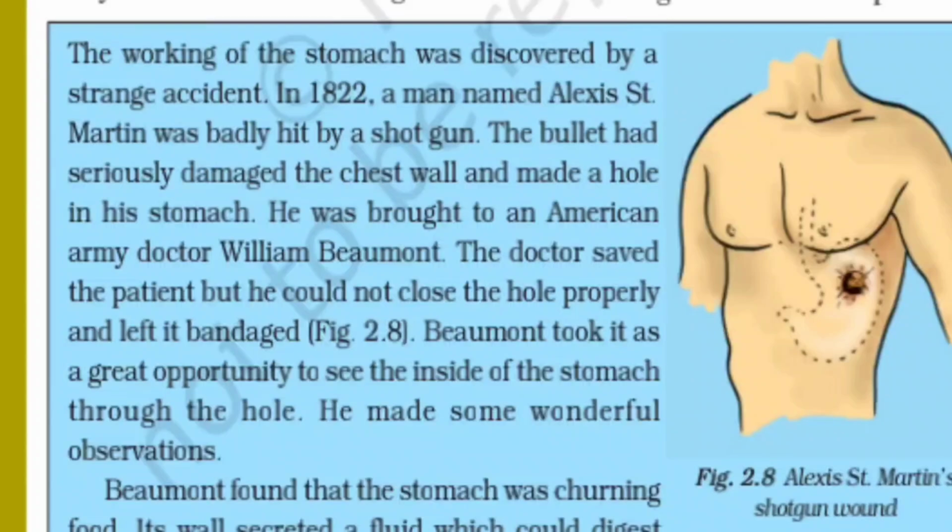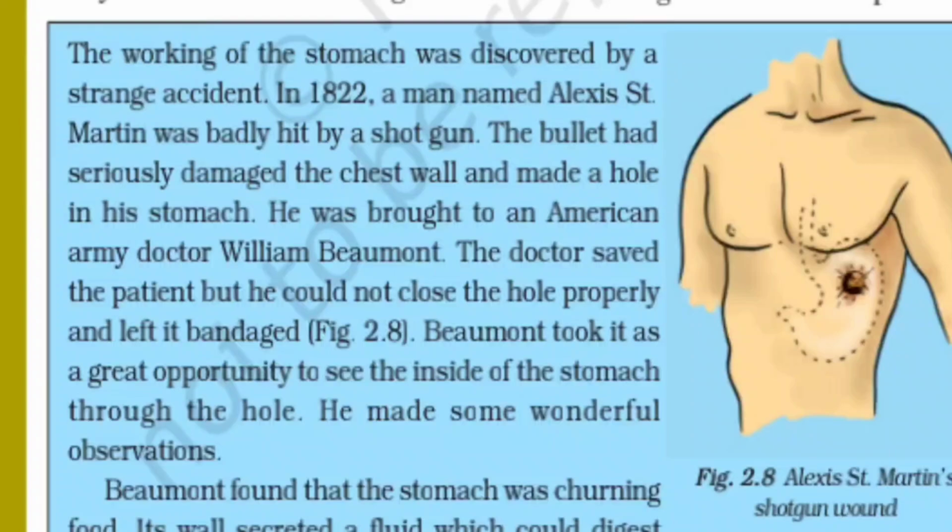The working of the stomach was discovered by a strange accident. In 1822, a man named Alexis St. Martin was badly hit by a shotgun. The bullet had seriously damaged the chest wall and made a hole in his stomach. He was brought to an American army doctor, William Beaumont. The doctor saved the patient, but he could not close the hole properly and left it bandaged.